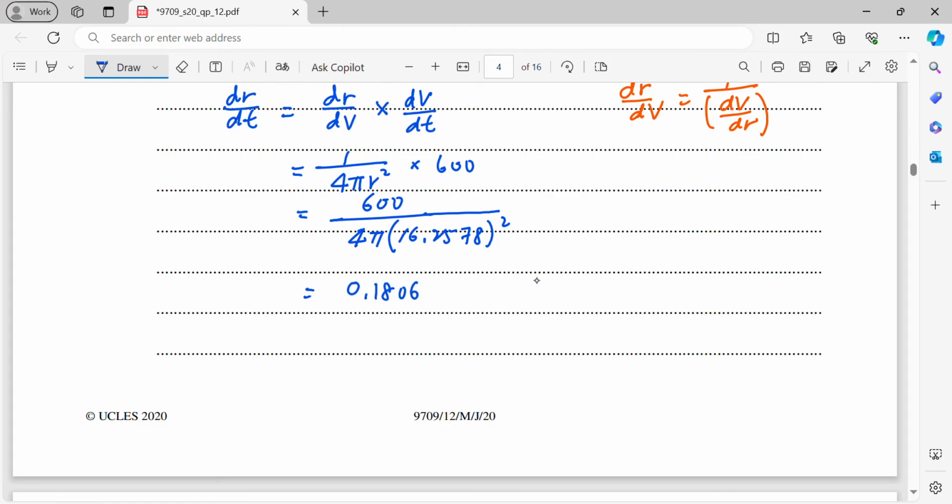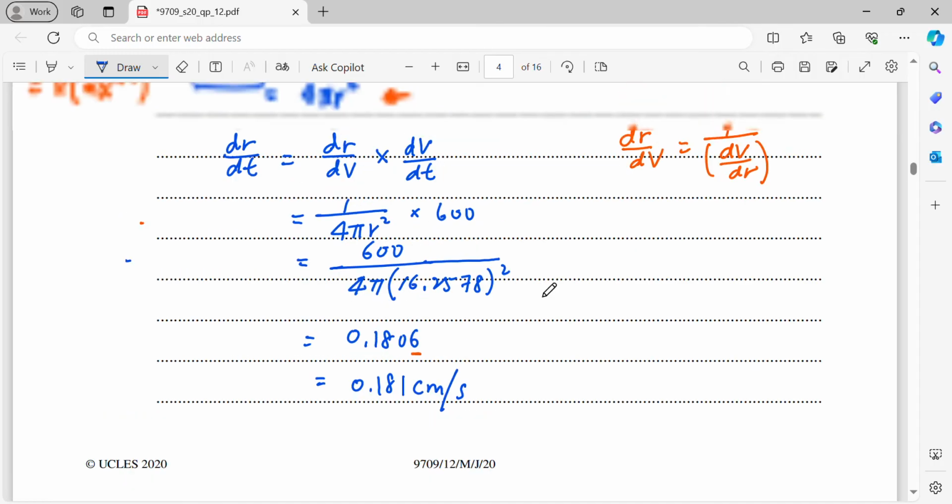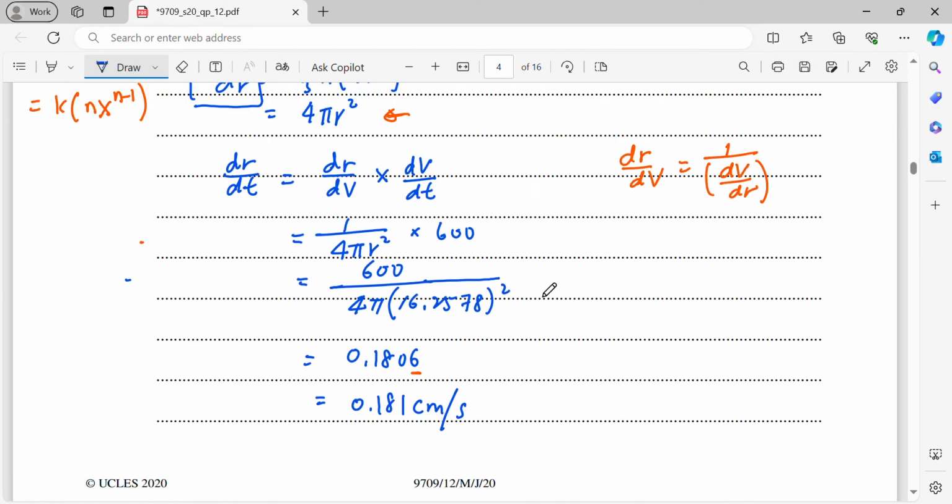So then from here, you will be getting 0.1806. And now if I round up to 3 significant figures, look at the fourth significant figure. It is more than 5, therefore you round up. So I will get 0.181. The r is centimeter, and then time is second. So it becomes dr dt is 0.181 centimeter per second. So that is the rate of increase of radius.